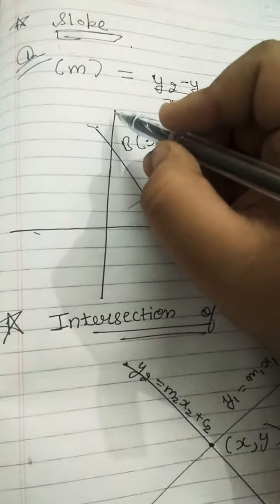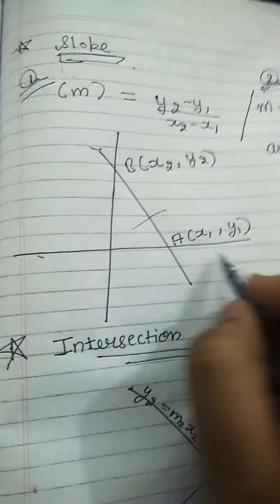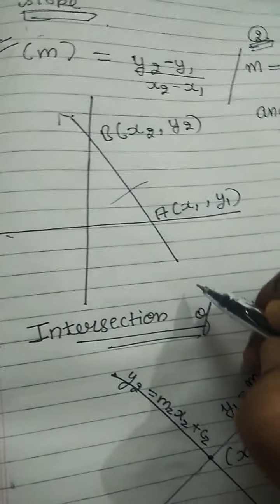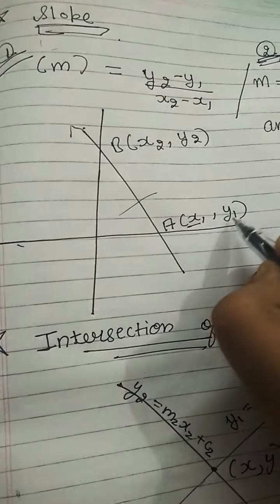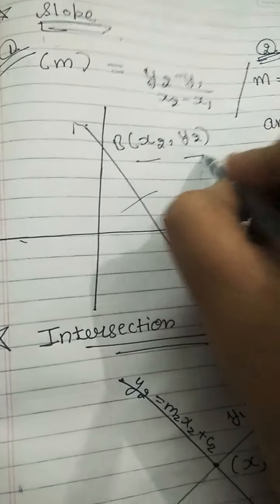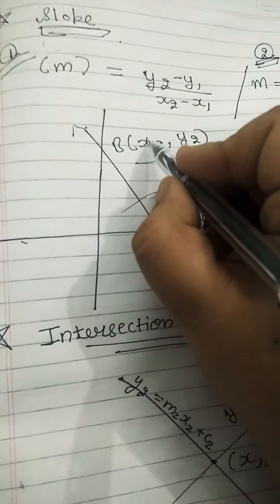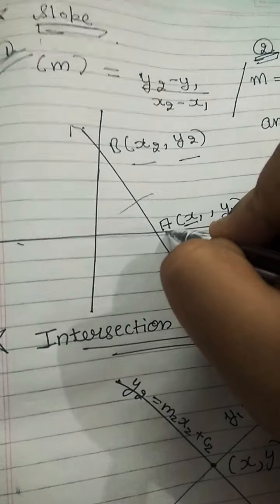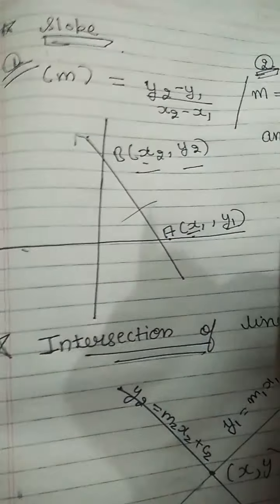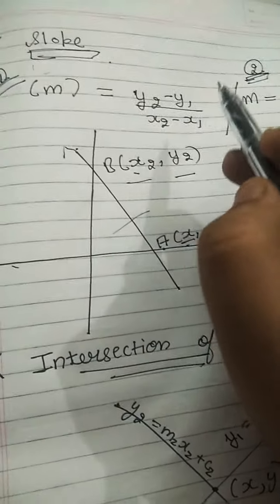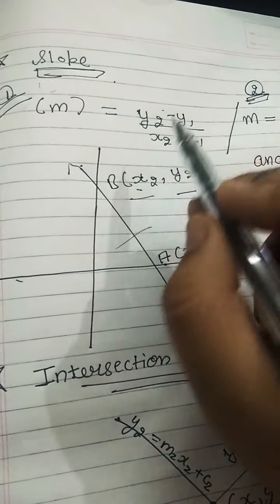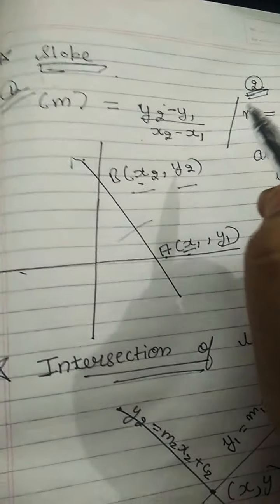For example, if you draw this graph and you take this slope, this is x1, y1, and this is x2, y2. There is no problem if you consider this as x1 or this as x2, or this as x1 and this as x2. But what's the formula? y2 minus y1 over x2 minus x1.